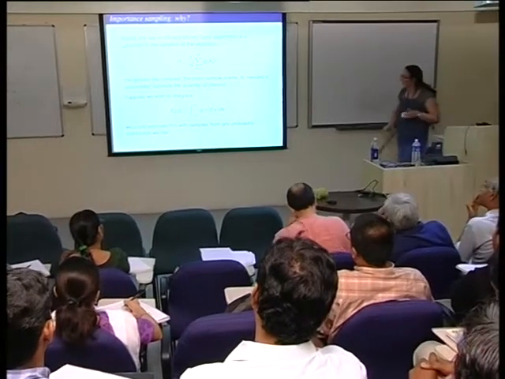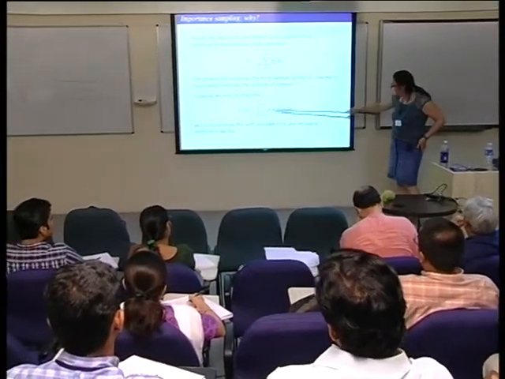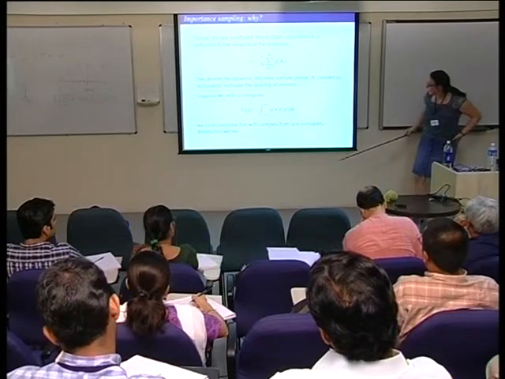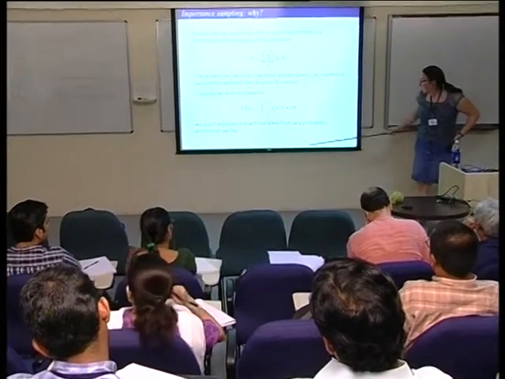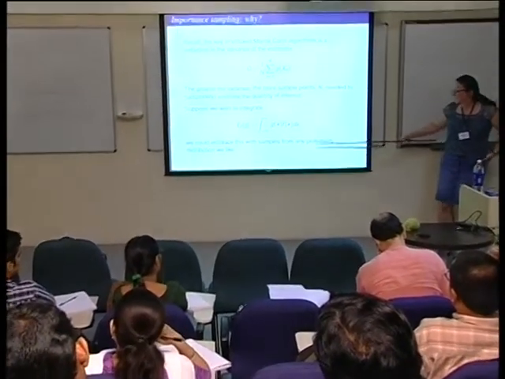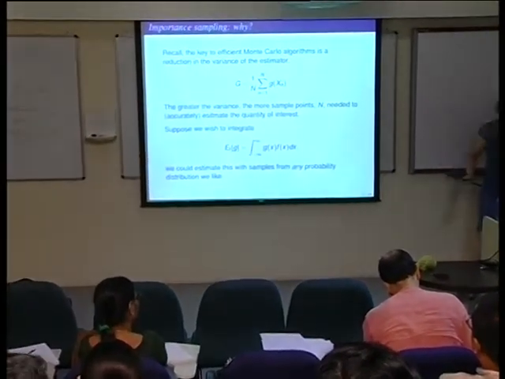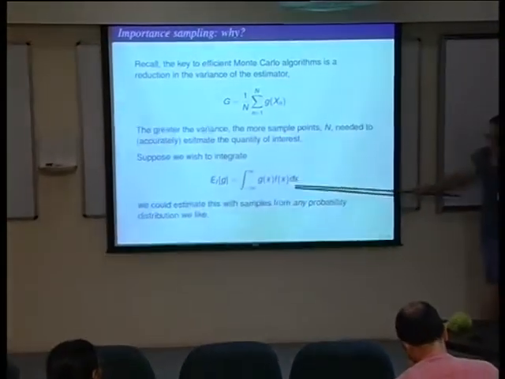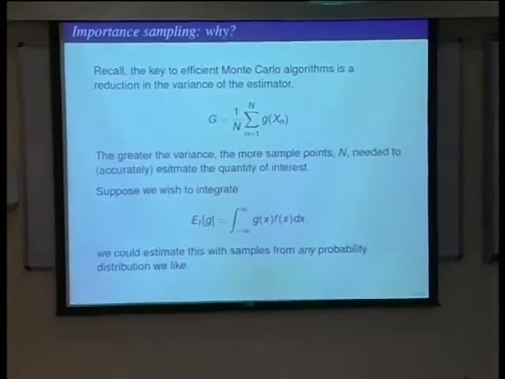And we've talked about that a lot already. So we're going back to our same integral. We want this expectation of G times F. We could estimate these with samples from any probability distribution we like. Right? We're not tied to the integral that's handed to us. And this was what Ahmed was just saying.